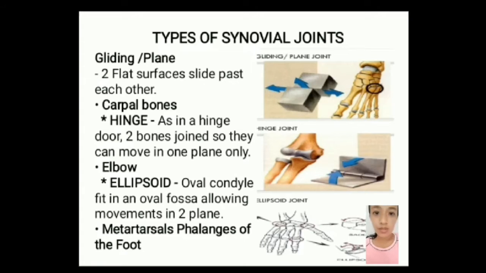Types of synovial joints: gliding or plane, where two flat surfaces slide past each other, as in the carpal bones. Hinge, as in a hinge door, where two bones join so they can move in one plane only, as in the elbow. Ellipsoid, where an oval condyle fits in an oval fossa allowing movement in two planes, as in the metatarsophalangeal joints of the foot.